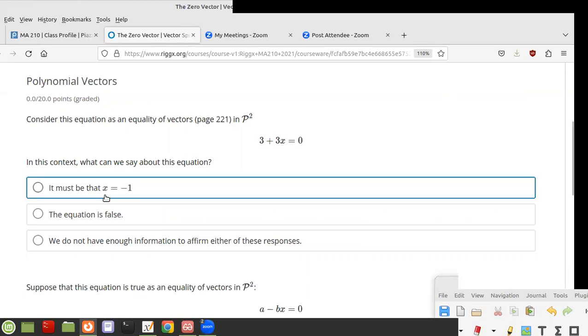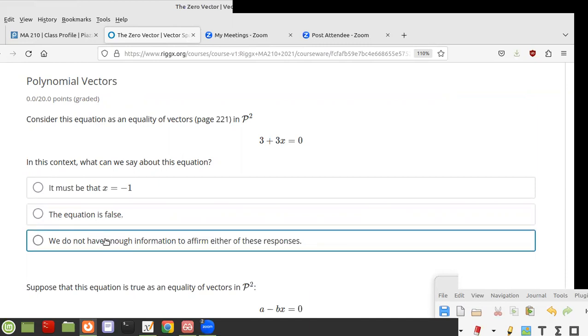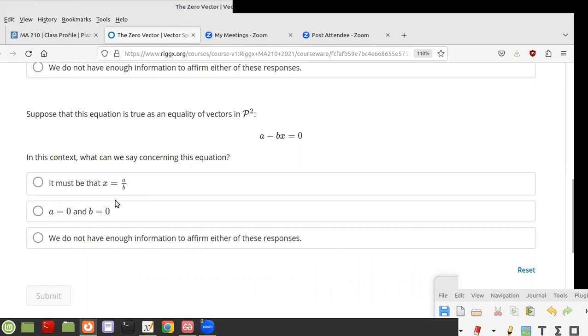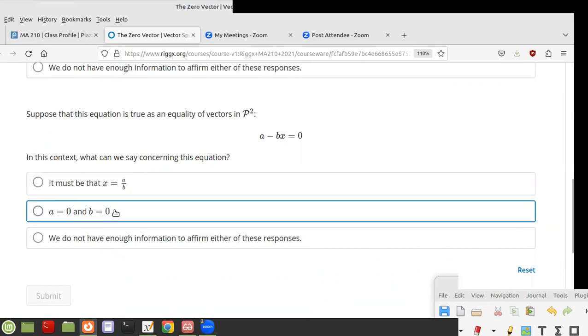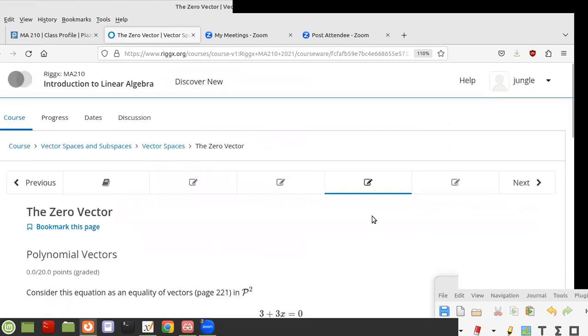It must be that x equals -1. The equation is false. We don't have enough information to affirm either of these responses. Suppose that this equation is true as an equality of vectors in P2, a minus b, x equals 0. In this context, it must be that x equals a over b, a equals 0, and b equals 0. We don't have enough information, okay?